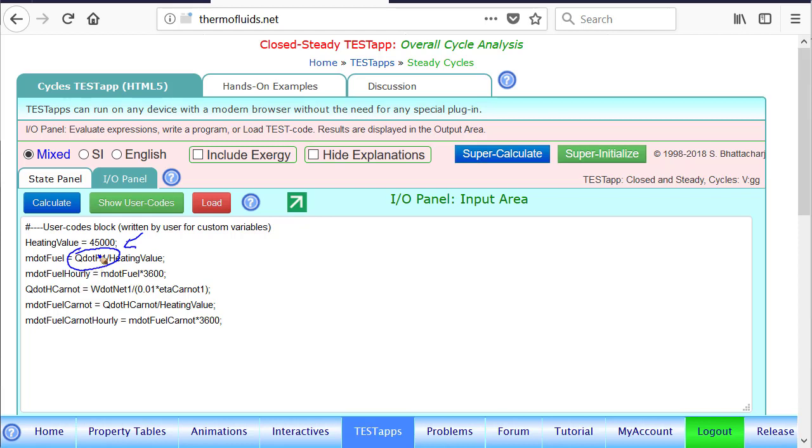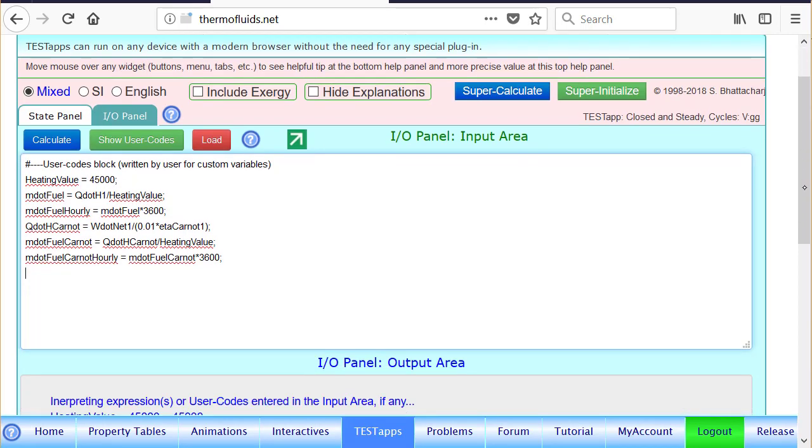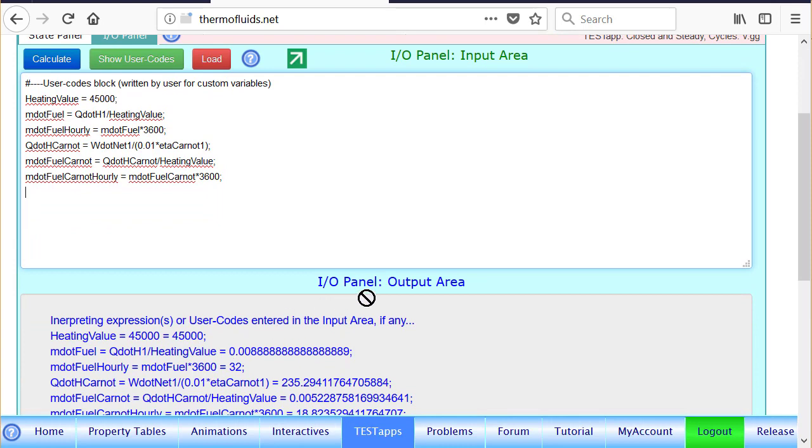So this value is picked up from the state panel. But the fuel consumption rate will be in SI unit, kg per second. And so we are multiplying by 3600 to express it in kg per hour. By the way, all these values are calculated as soon as we hit the calculate or the enter button, and the outputs are displayed in the I/O panel output area.